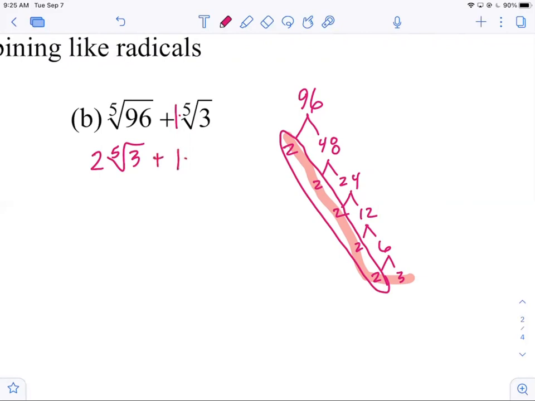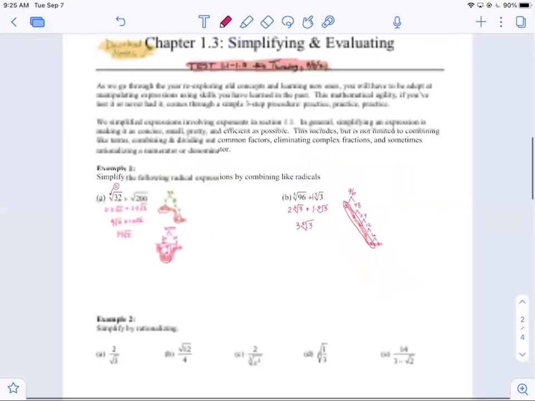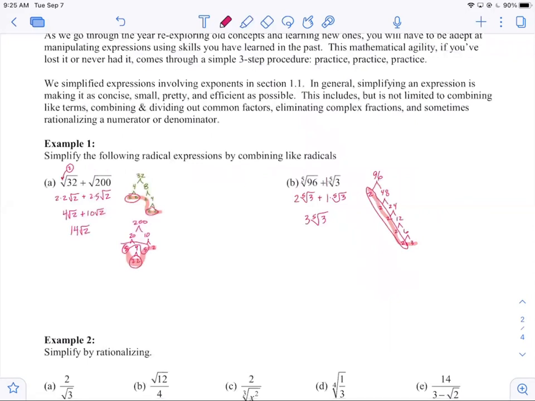Plus 1 times the fifth root of 3. And now I have like radicals. 2 of those plus 1 of those makes for how many of those? 3 of those. Yep. There you go. It's fun, it's easy, it's fun easy. All right, questions on that one? We'd seen that already this year.